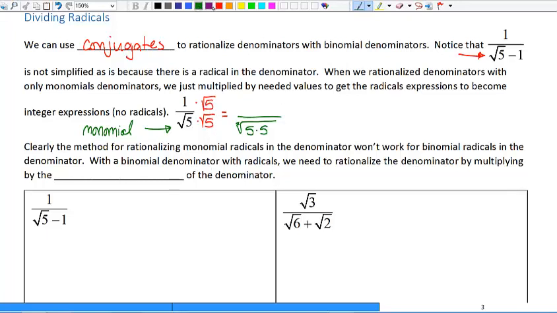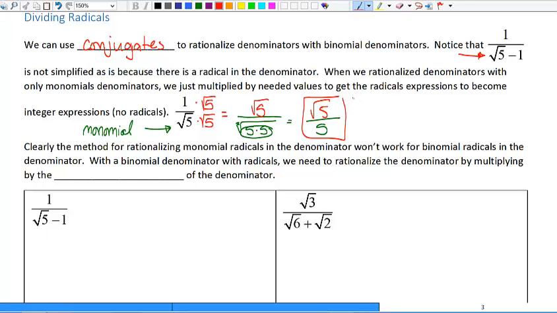So let's take a look at this denominator more carefully. The square root of 5 times 5, the 2 5s get to go out of the house, and you have nothing left inside the house. So we've successfully made this monomial radical in the denominator to be an integer. So then I finish up the top by multiplying by the square root of 5, and I get the square root of 5 divided by 5.